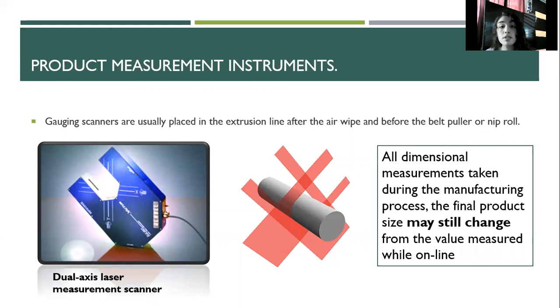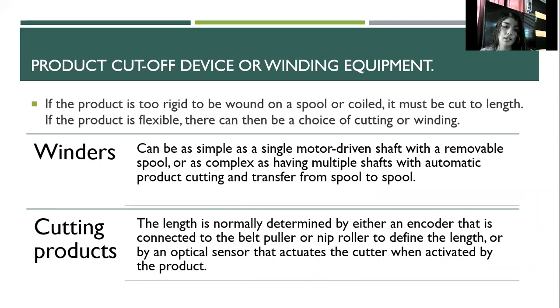These product measurement instruments are very important because here we can control the quality of the rubber. Here it's better to use a dual axis laser because here you can see that it measures better than a normal laser measurement. The product cutoff can be done by a winder or by cutting the products.